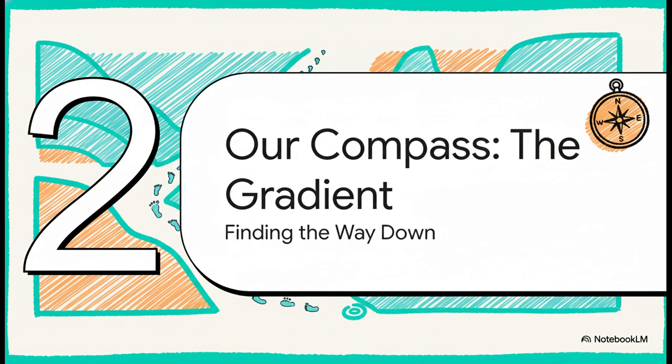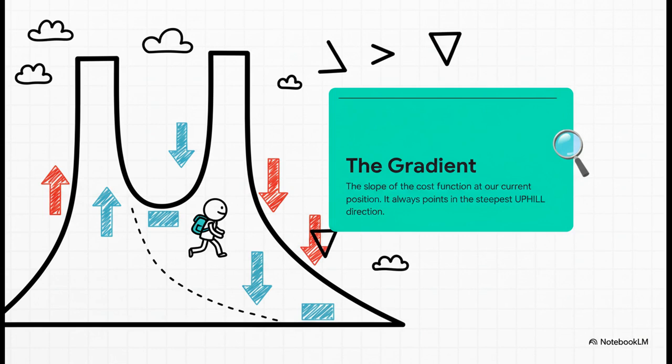We need a compass. And that compass has a name. It's called the gradient. Now, in calculus terms, the gradient is just the derivative of the cost function. In simpler terms, it's the steepness of the valley right where we're standing. But here is the most important, kind of counterintuitive part. The gradient always points in the direction of the steepest uphill climb. It tells you the quickest way to make your error even worse.